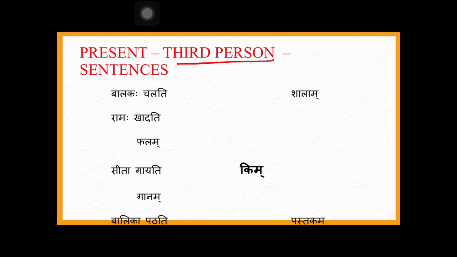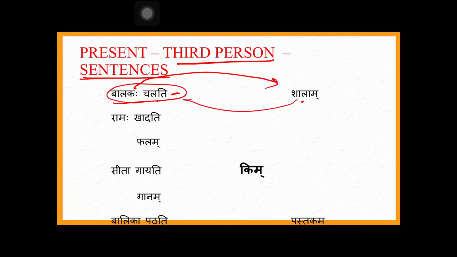Third person sentences. How to use the sentences? Balakaha chalati is there, right? Balakaha chalati, you know this one. Balakaha, a boy is going. So kim chalati? Then balakaha shalam chalati. Balakaha shalam chalati, right? The same way, Ramaha khadati, right?